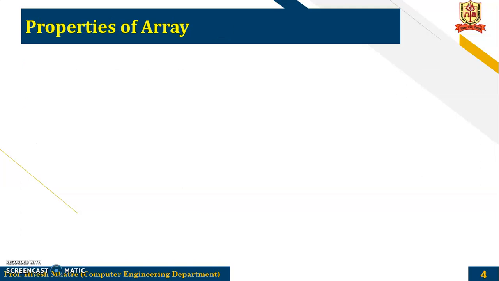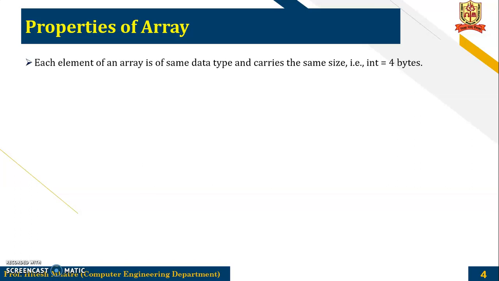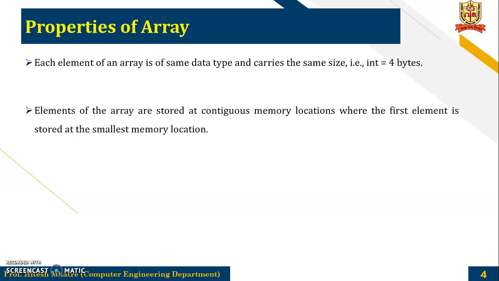Next are the properties of an array. Each element of an array is of the same data type and carries the same size. For example, if an array is of integer type, then each element size will be 4 bytes. Elements of an array are stored at contiguous memory locations, where the first element is stored at the smallest memory location. So whenever you are storing an array, it will require a contiguous memory location, and in that memory location, the smallest location will store the first element.